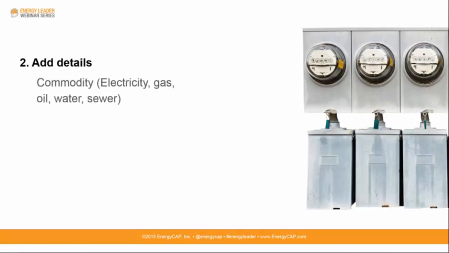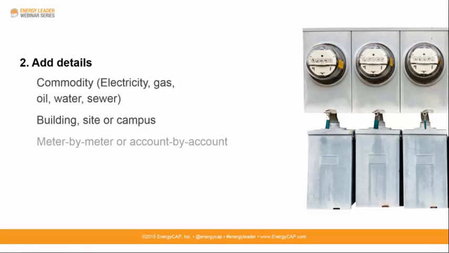Then the second thing to look at is granularity, details in the budget. Simple way would be just total purchase utilities budget, but you can become more granular by breaking it down by commodity. So you'd have separate budget items for electricity, gas, water, sewer, oil, and so on. You might want granularity by building or by building site or by campus if appropriate. And you might want even more granularity, meter by meter or utility account by utility account.